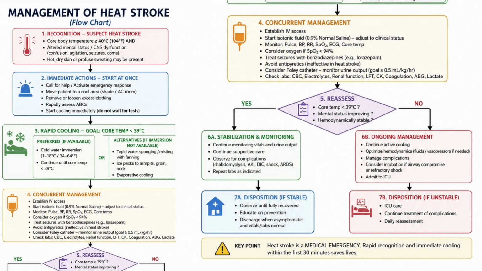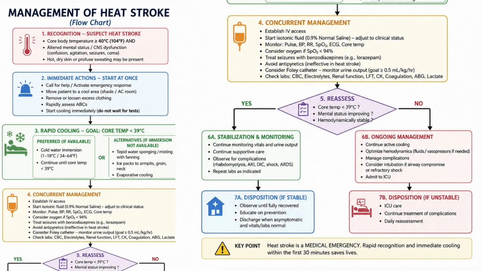Now the given flow chart shows the management principles of heat stroke. First of all, it is important to recognize the signs of heat stroke. The core body temperature is above 40 degrees Celsius or 104 degrees Fahrenheit. There is altered mental status, CNS dysfunction, confusion, agitation, seizures and coma, and hot dry skin or profuse sweating. Hot dry skin is in classical heat stroke, while profuse sweating may be there in exertional heat stroke. If these features are present, then heat stroke is strongly suspected.